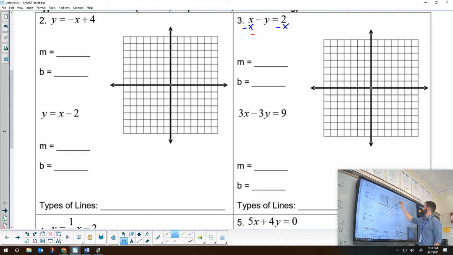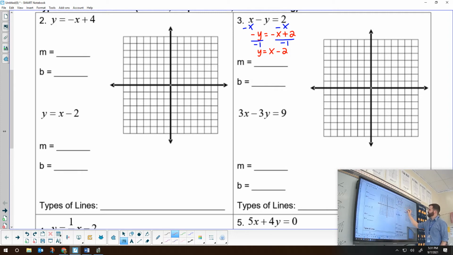That's going to give me negative y equals negative x plus 2. Then I'm going to divide both sides by -1. And that's going to give me y equals positive x minus 2, because negative x divided by -1 is positive x. Now, here's the deal. You don't have to jump through all these hoops whenever you do it over here, because y is already solved for on both of those. Anyways, that's my thing.